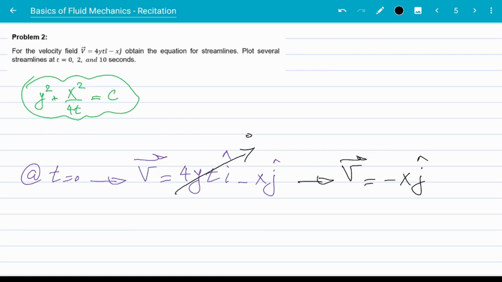So if I want to plot the streamlines for this situation, I will end up with something like this. If this is my x-axis and this is my y-axis, then the streamlines at t equal to 0 look like this.